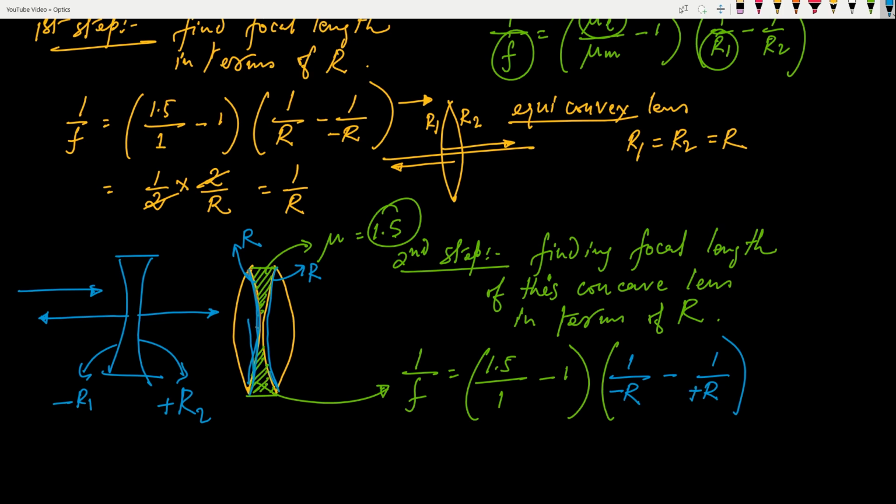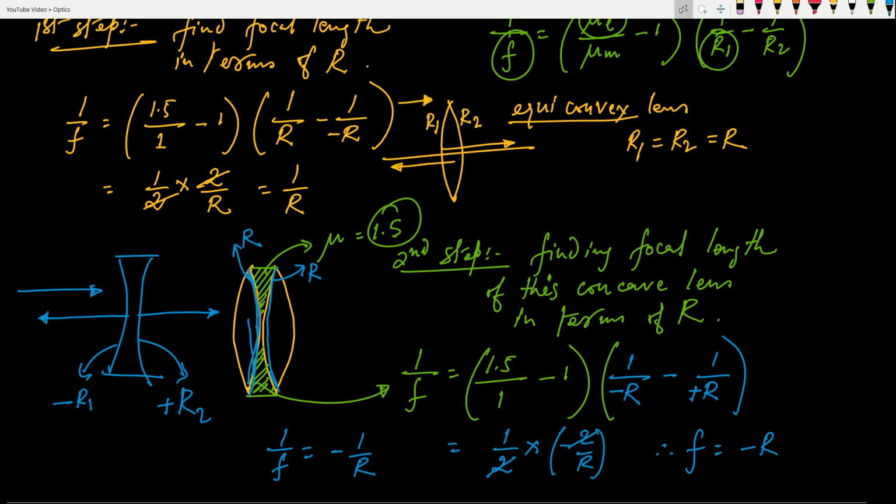So if we calculate, then we will get half multiplied by minus 1 by r minus 1 by r, which is minus 2 by r, and the 2 gets cancelled. So basically what we are getting is 1 by f is equal to minus 1 by r. Therefore, we can say the focal length is minus r. Obviously we get a negative because it's a concave lens.